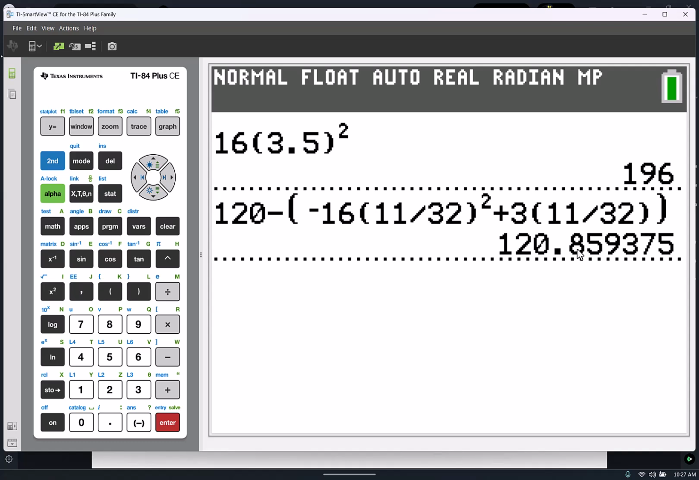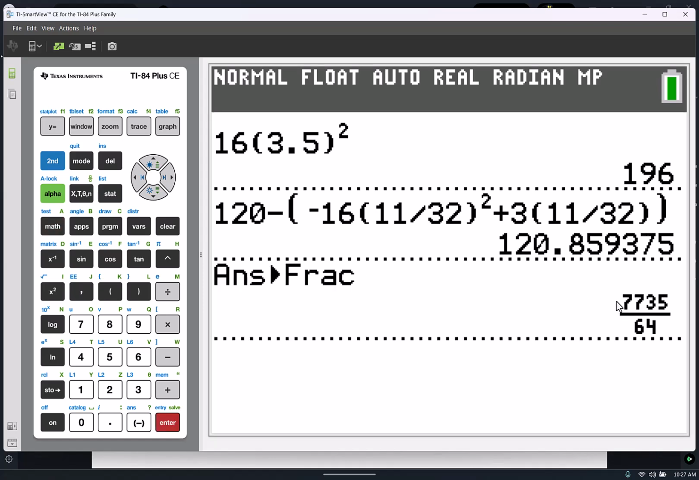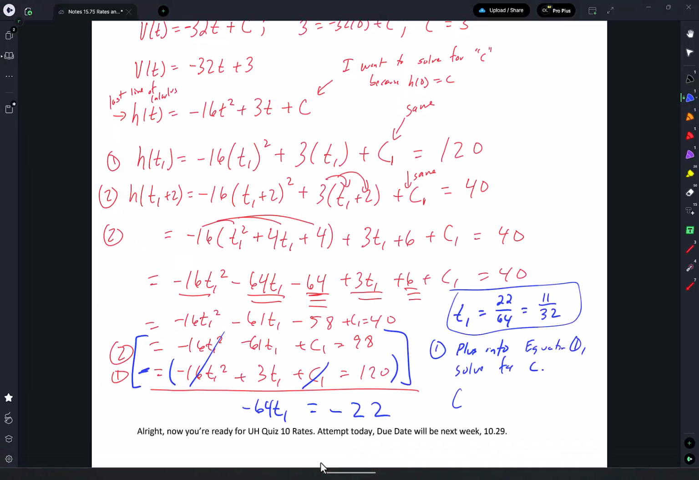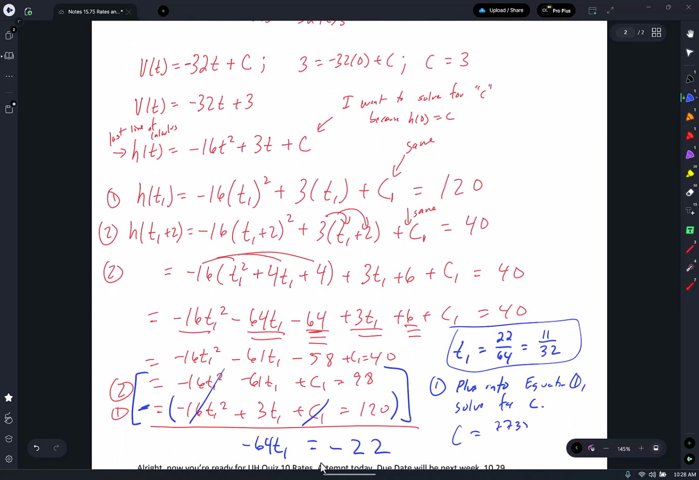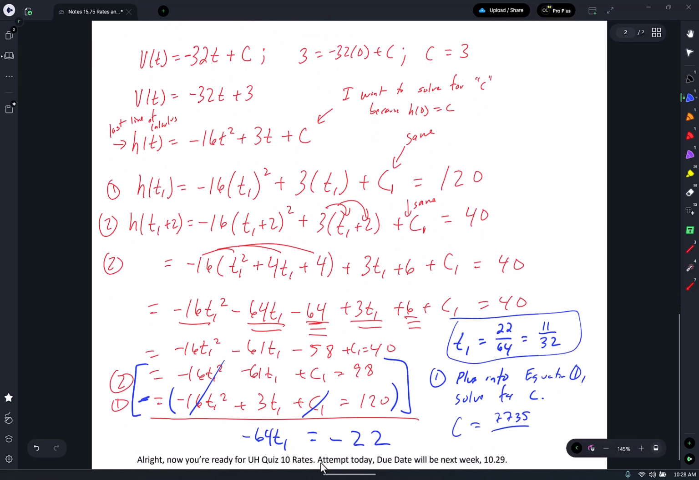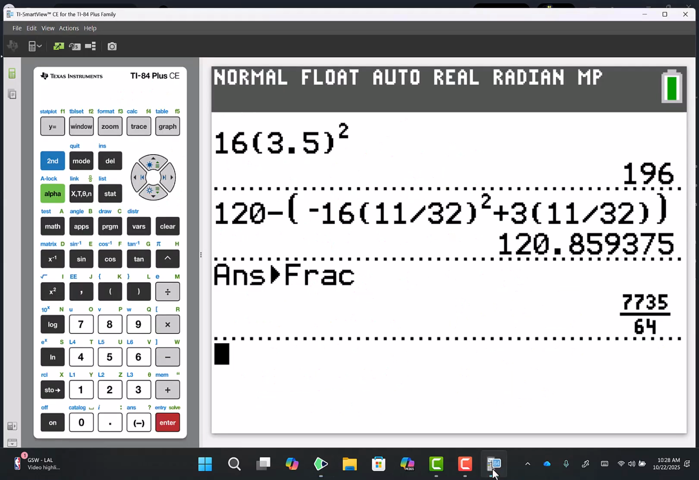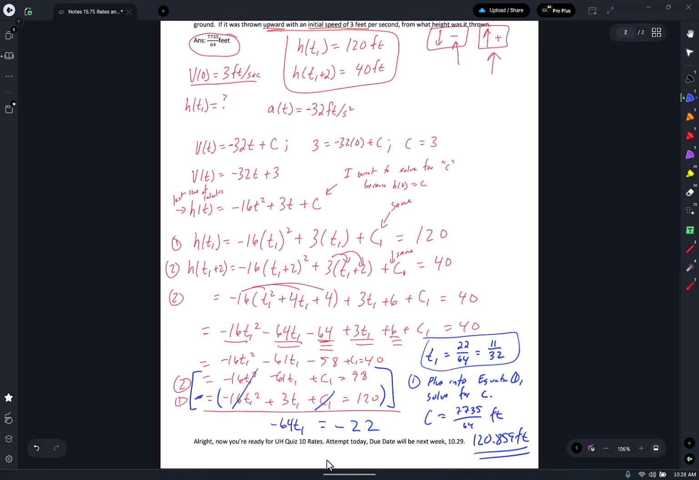That's the height. So it wasn't even much. Well, I guess it makes sense because you only did 3 feet per second. So it's only slightly higher than 120. Turn into a fraction. Math, frac, enter. So C equals 7735 over 64, which is 120.859 feet. So there it is. That's the height that it was dropped from.